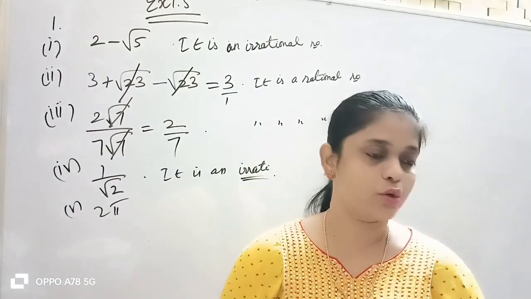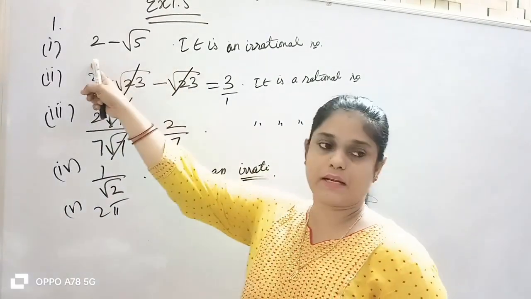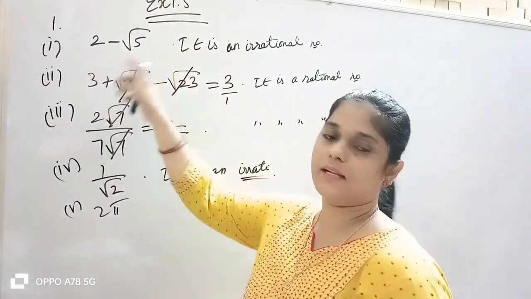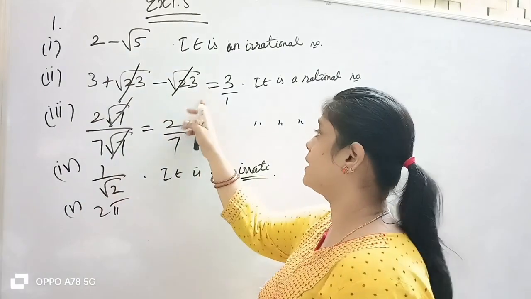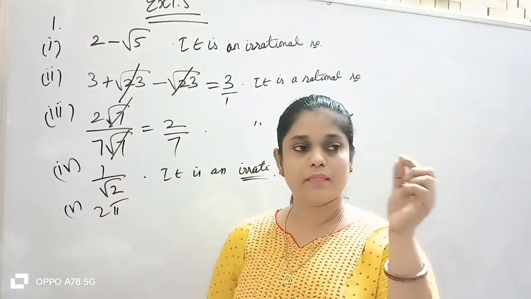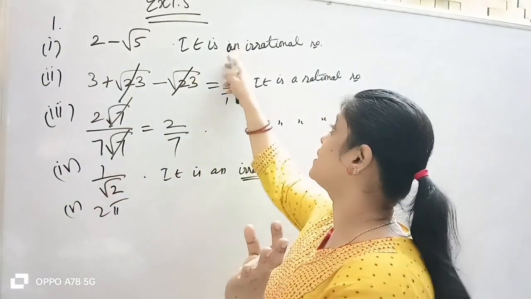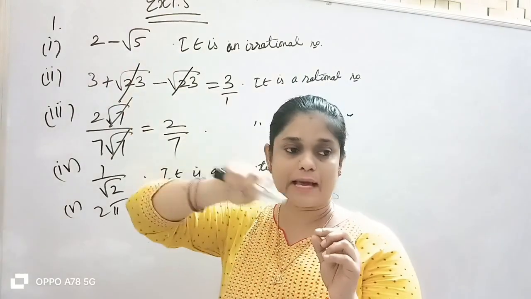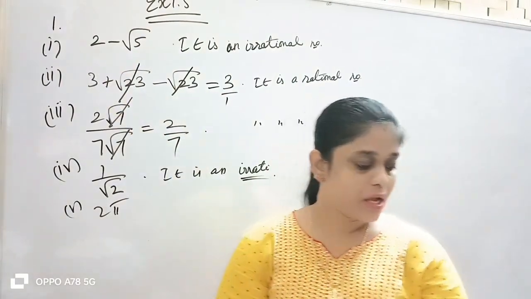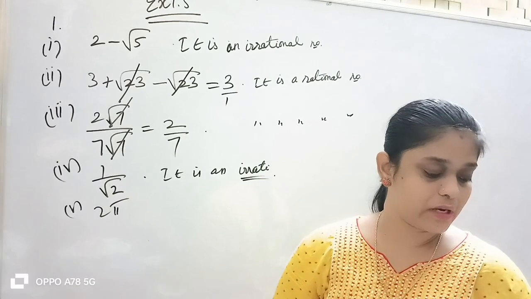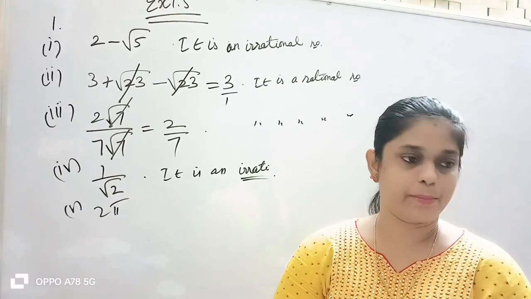When you write the answers, write it like this, it is an irrational number. If you can simplify, simplify and write the final answer, and below write the conclusion "therefore". Okay, next: simplify each of the following expressions.